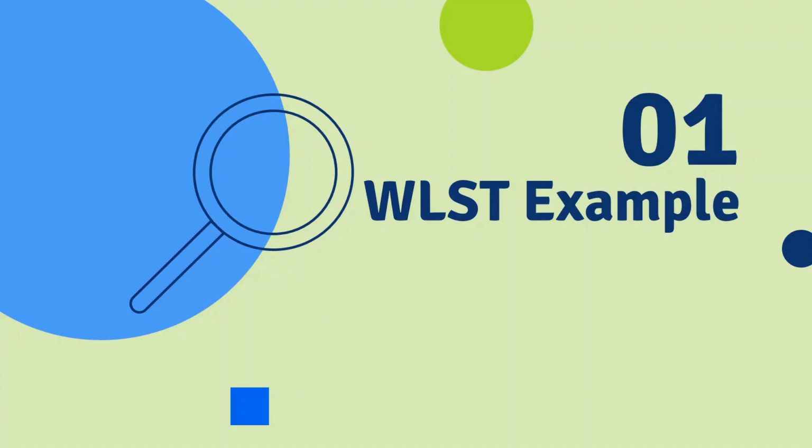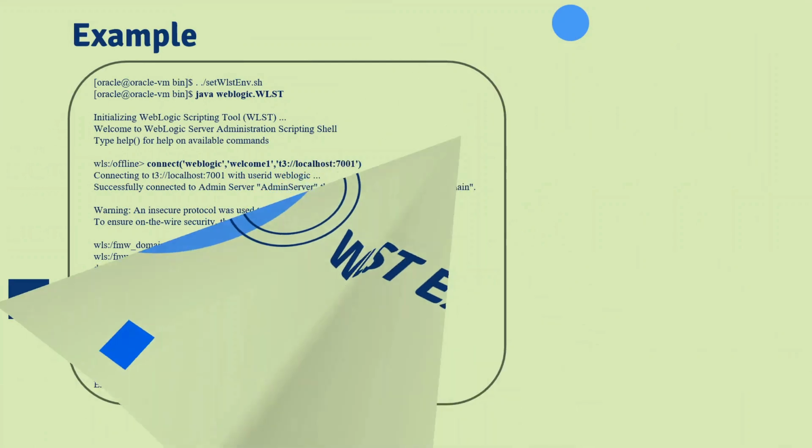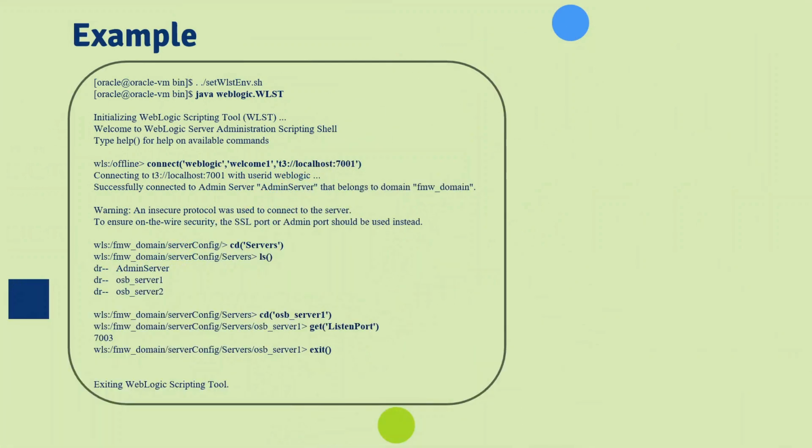Let us see a WLST example. So you can see an example here. In the first line, we are trying to set the WLST environment variable. Then in the second line, we are running java weblogic.WLST to initiate WLST. After that, we are trying to connect to our admin server using this connect command. We also call these functions operations in WLST.